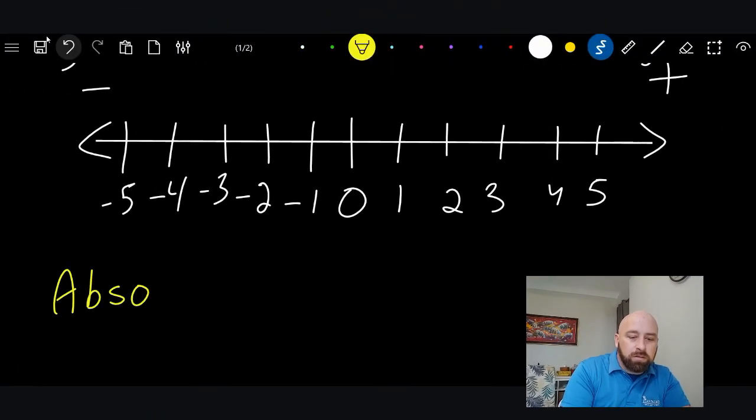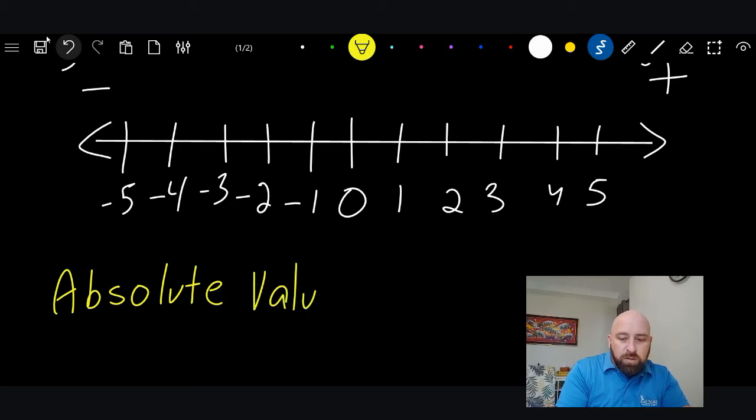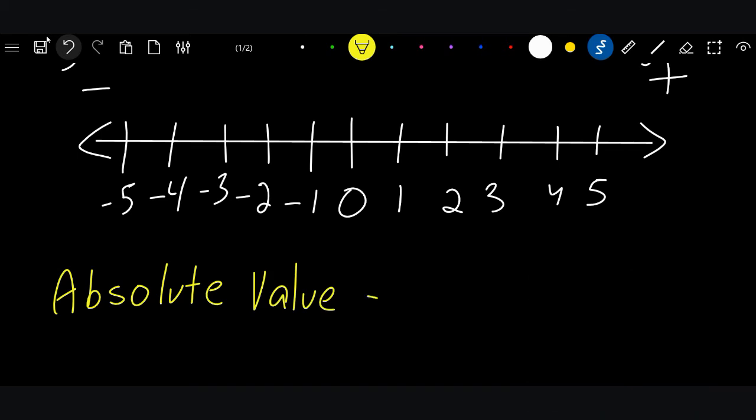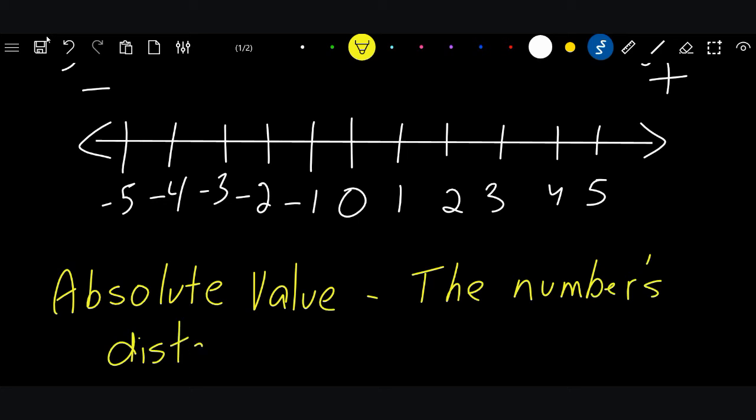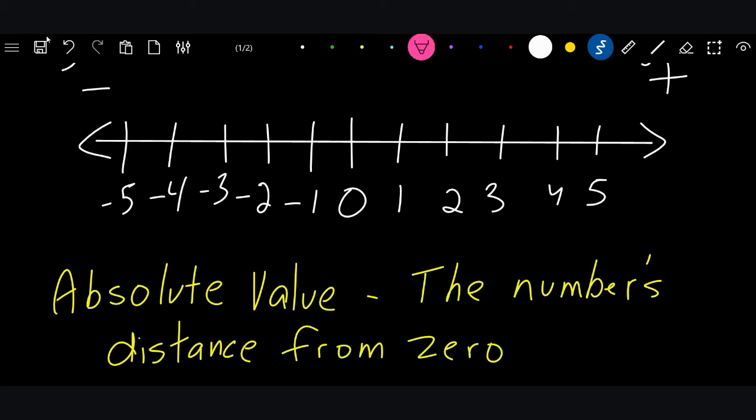Absolute value, and I'll write this down so you can see it. Here's what it means. Here's the best definition that I can give you. Absolute value is the number's distance from zero. In other words, how far away from zero is it? That's absolute value. Okay? Let's take an example.